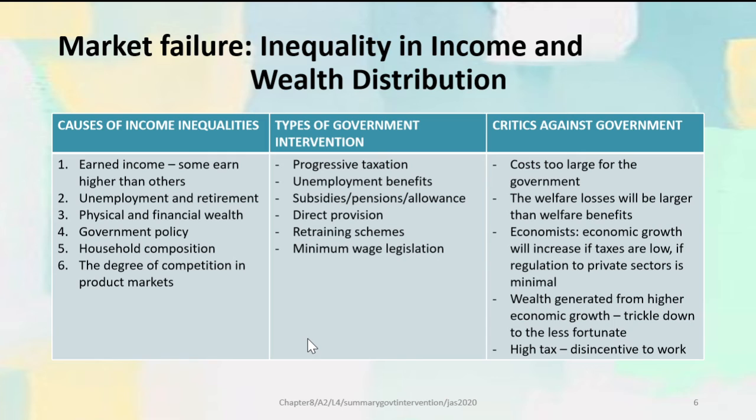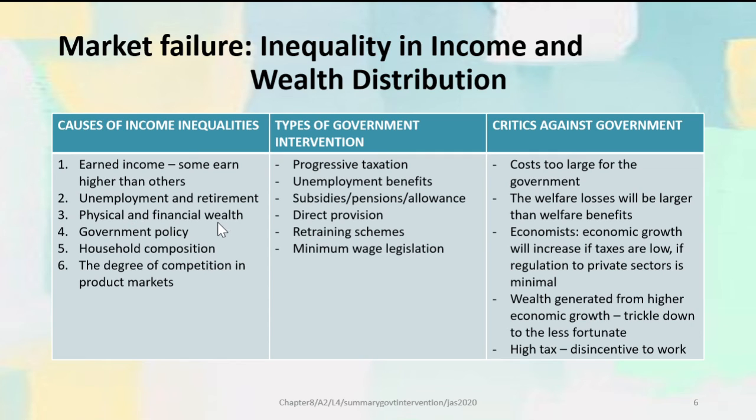Okay, finally, the next one will be the inequality in income and wealth distribution. So this is again another form of market failure. The causes of income inequality: the first cause would be earning income, because you're looking at someone earning higher than the other, and there would be unemployment and also retirement that would actually cause income inequality.